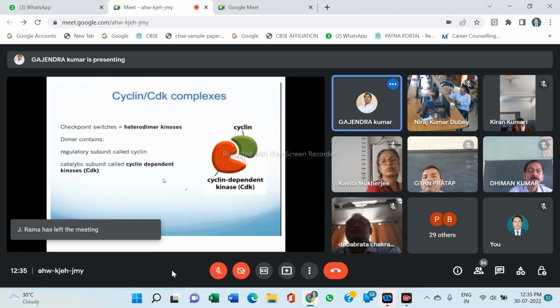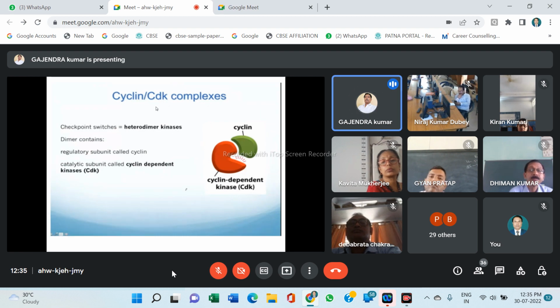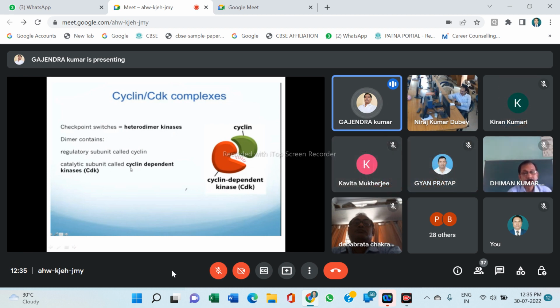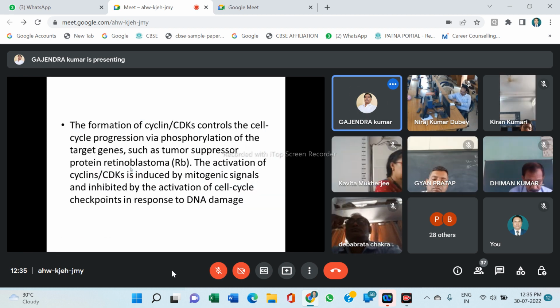Here, the cyclin CDK complex is being formed. When the cyclin concentration increases, CDK is formed, and the dimer contains a regulatory subunit called cyclin and a catalytic subunit called cyclin dependent kinase. This will catalyze and enhance the reaction. Now, the formation of cyclin.